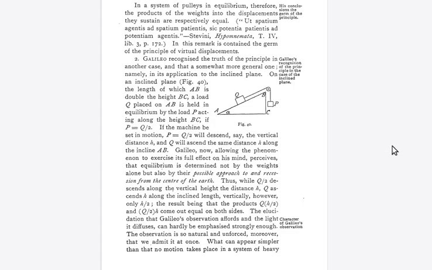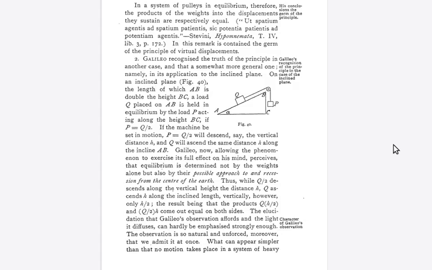If the machine be set in motion, P equals Q over 2 will descend, say, the vertical distance h, and Q will ascend the same distance h along the incline AB. Galileo, now allowing the phenomenon to exercise its full effect on his mind, perceives that equilibrium is determined not by the weights alone, but also by their possible approach to and recession from the center of the earth.